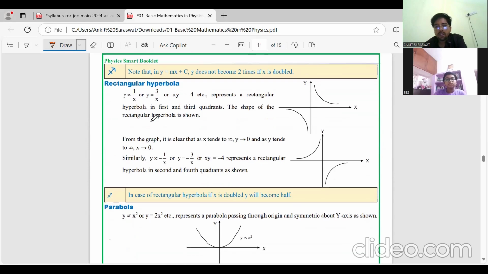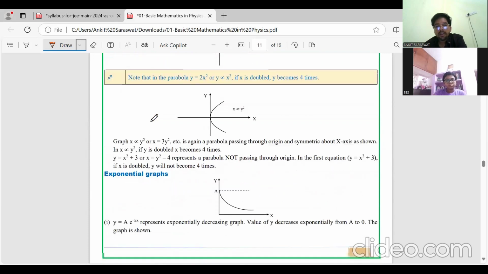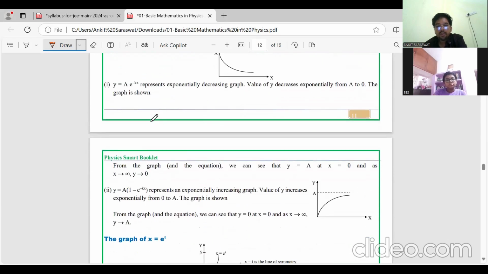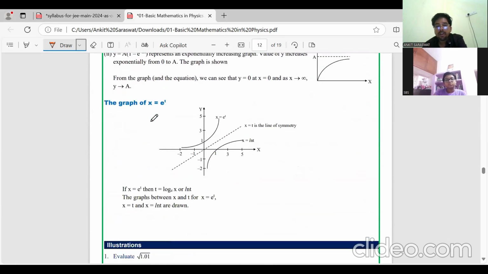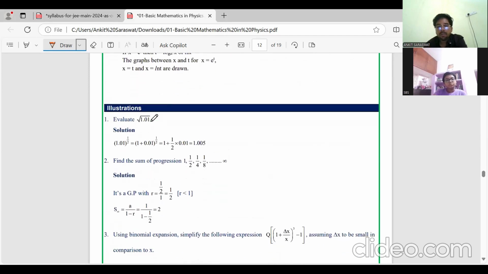You should know how to draw a parabola. Exponential graph y = e^x. These graphs, you must have a clear understanding of how to draw. At least if you don't know how to draw, you should know the meaning of the things. These examples you should solve. How to solve square root of 1.01.